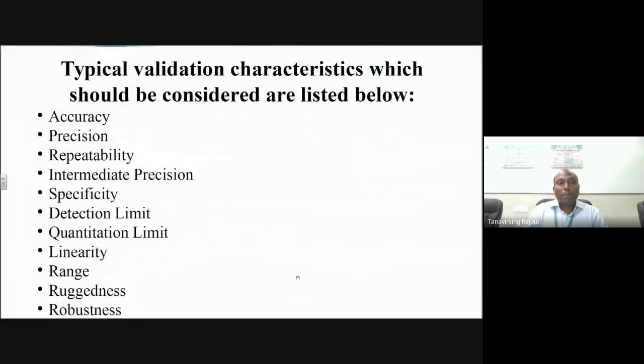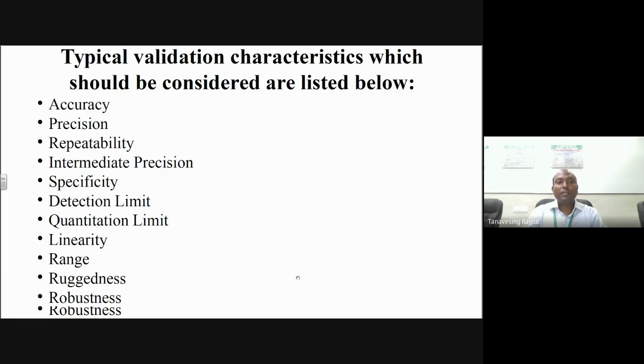Then next is the parameters for analytical method validation as per the ICH guideline. The first parameter is accuracy. Then next is precision, repeatability, intermediate precision, then specificity, limit of detection, limit of quantitation, then the linearity study, then we have to find out the range, then we have to perform ruggedness testing or robustness testing for that particular analytical method.